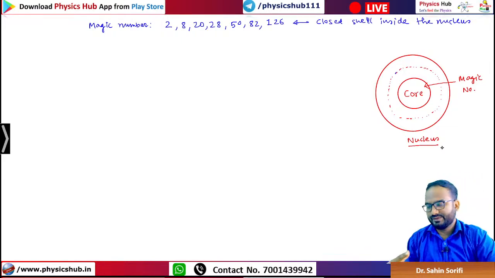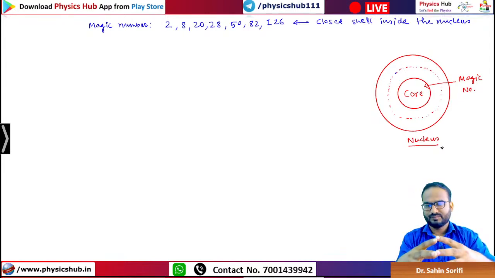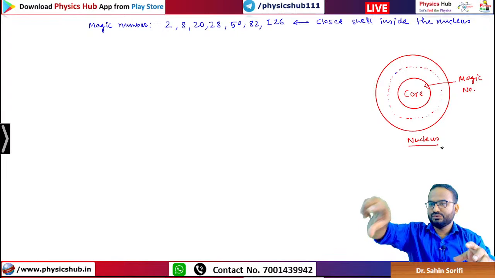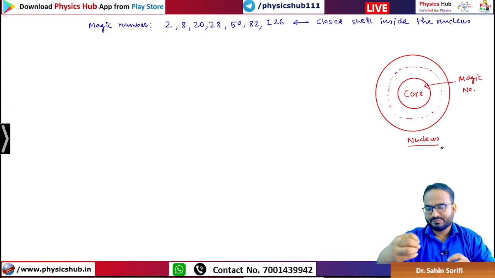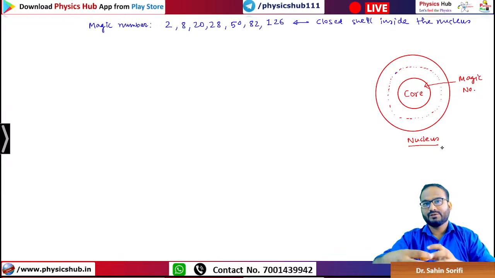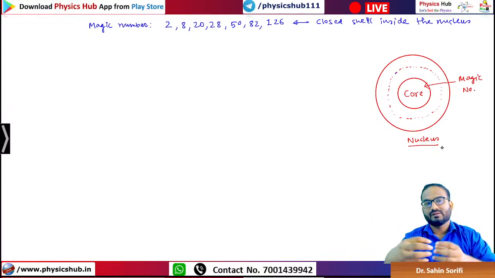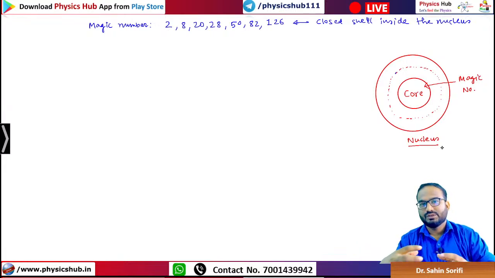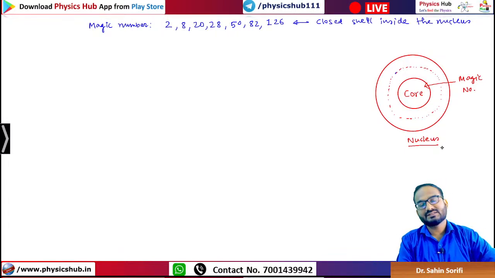Now you can imagine it in this way: a core which is stable, and some additional nucleons rotating around the core. What will happen? Some centrifugal force will be applied to the extra nucleons, and centrifugal force means some outward force. So if some outward force acts on the core, it will get deformed. The nucleus as a whole will get deformed, and that explains the deformed nuclei.